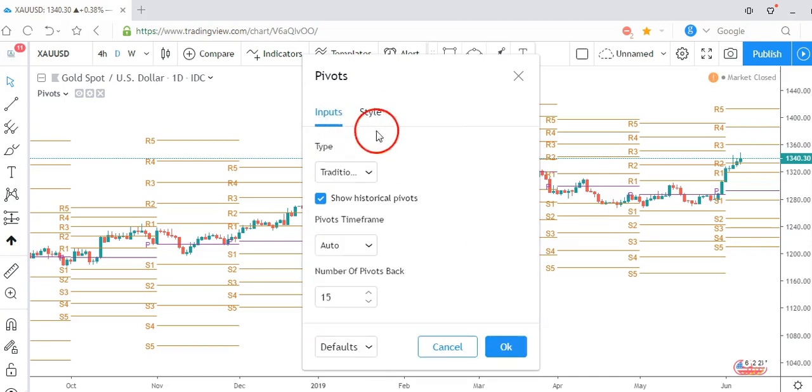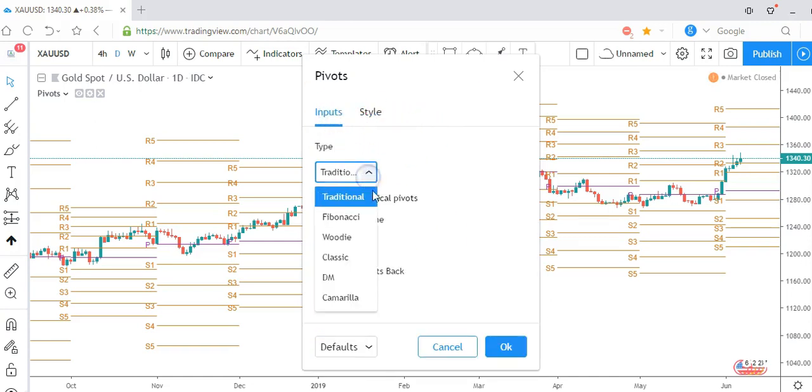Then input. Now make sure your pivot type is the traditional pivot level. Don't use the Fibonacci, DeMark, Classic. There is a little bit of difference between them, but the basic one is traditional. Use the traditional pivot point.